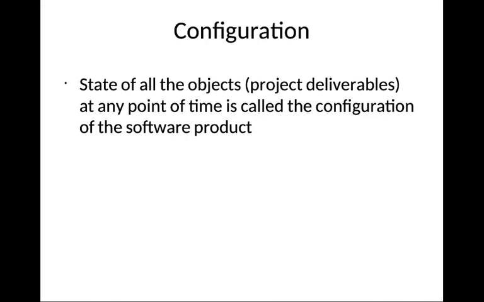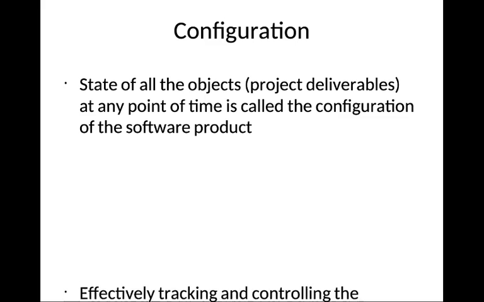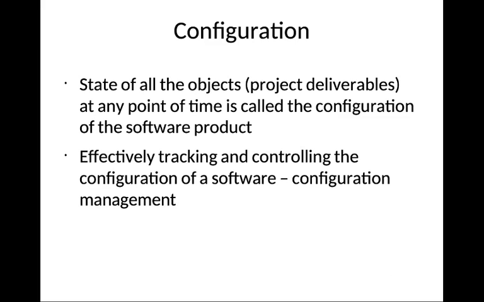Configuration is the state of all objects or the project deliverables at any point of time. It is called the configuration of the software product. So it's a state of all the objects at any point of time. We call that the configuration of the software product. Then what we have to do is effectively track and control the configuration of the software. This is known as configuration management. We have to track and control the configuration of a particular software.